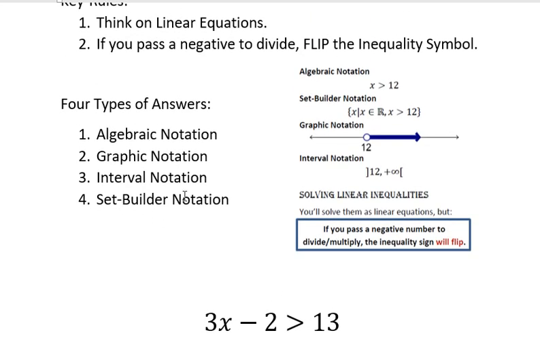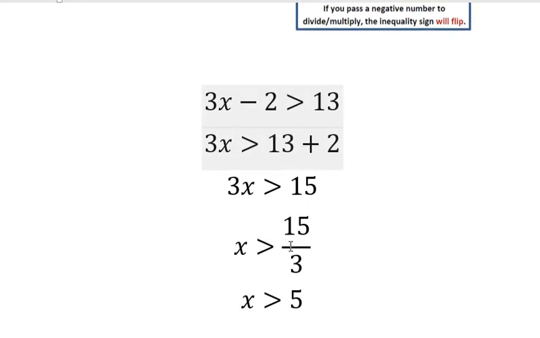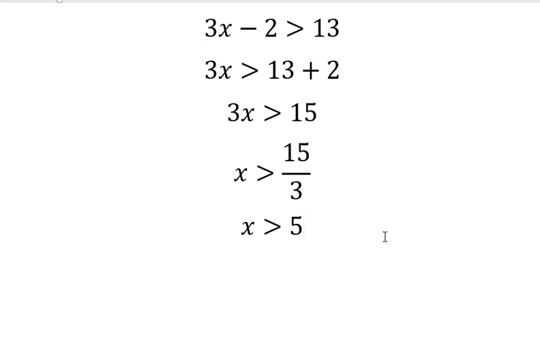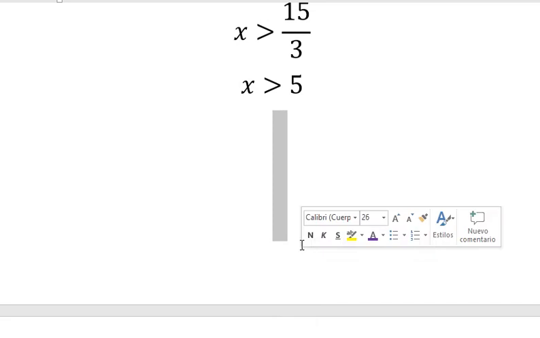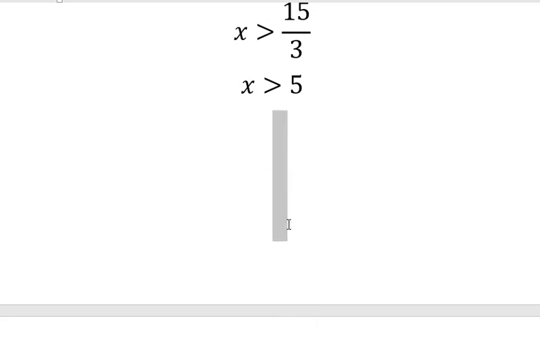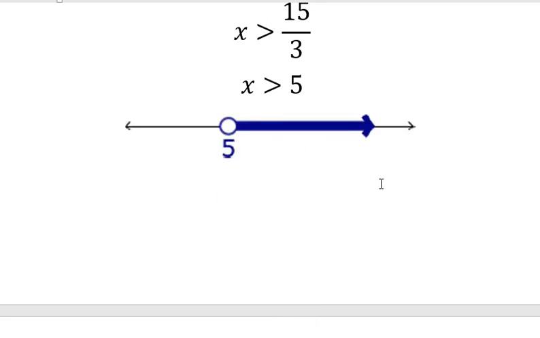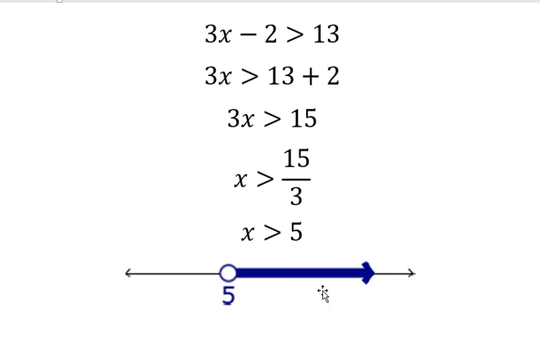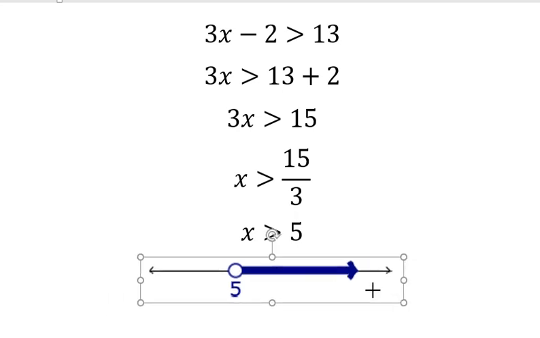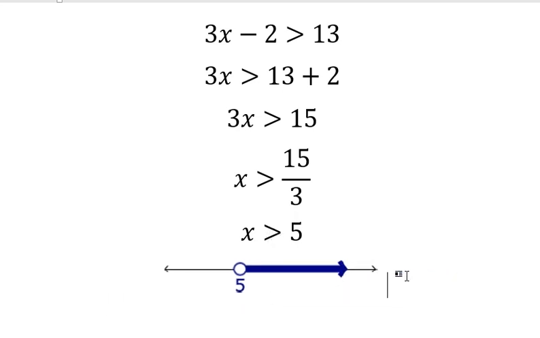I need to write the other ones. So after algebraic notation, I'm gonna do now the graphic notation. Basically you're gonna have to draw a line and locate the number of the answer and color a particular side of it. I already have it here for you. The answer will be this way. Let me explain the graphic solution to you.